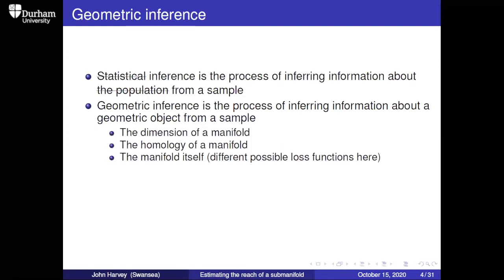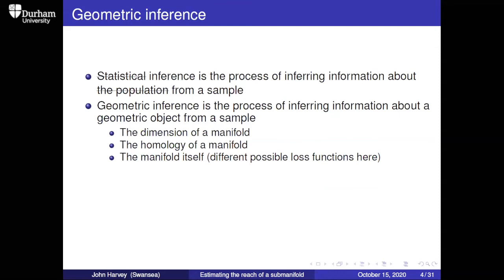What kind of information might we want to learn? We might want to learn about the dimension of the manifold. I'm sure you've all heard of persistent homology, which is a way of trying to obtain information from a set of points about, say, the homology of a manifold. It doesn't have to be a manifold, I'm assuming my geometric objects are. We might want to learn what the manifold itself is. And if we do that, it becomes a bit more complicated. You've got to say, what sort of loss function are you going to use?